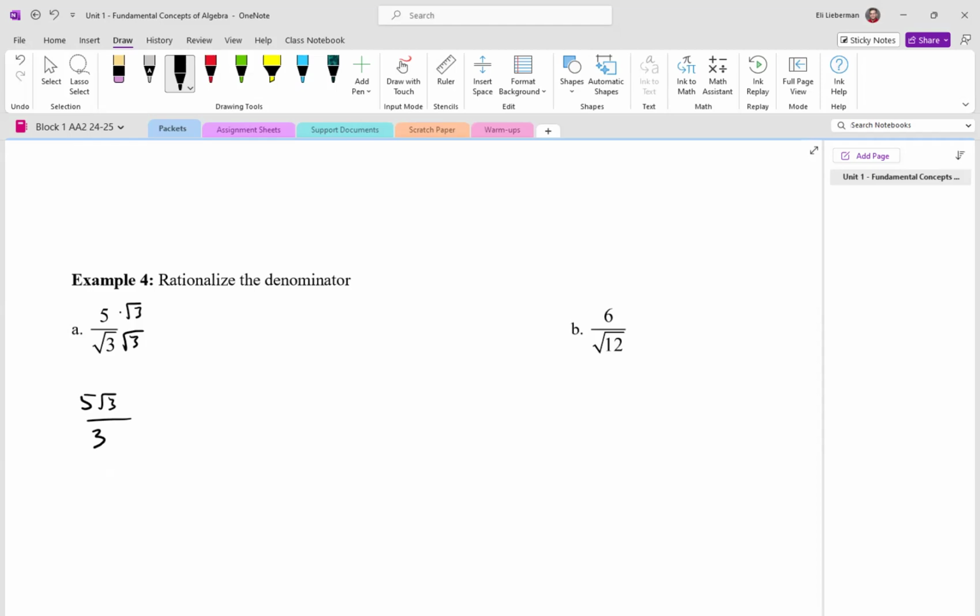For B. Yes, Karen. Great. Can you tell us how you did that? I multiplied the numerator and denominator by root 12, which is 2 root 3. So that 6 becomes a 12 with the root 3 on top, and then we get 12 in the denominator, and so the 12 and the 12 cancel each other out. So you end up with just root 3 over 1, which is just root 3.